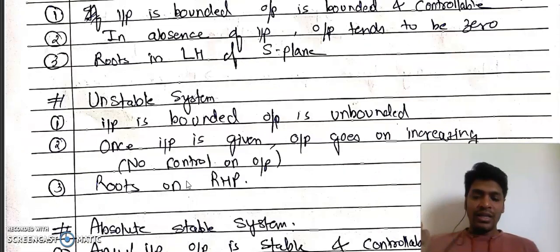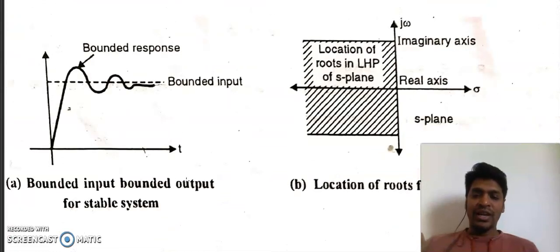So I can explain this by using this diagram, right? For a bounded input, what is the input? A unit step. This dotted line is your input, right? So for a bounded input, your response should be bounded. Let us say this is the undamped response, which we always want. After some time, the output is bounded. Means what? The output is stable, right? So for a bounded input, for a stable system, the output must be bounded.